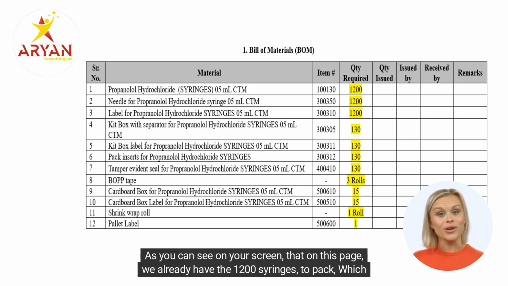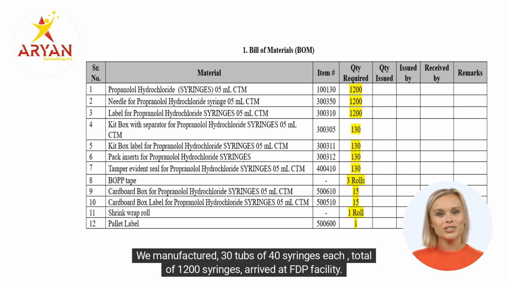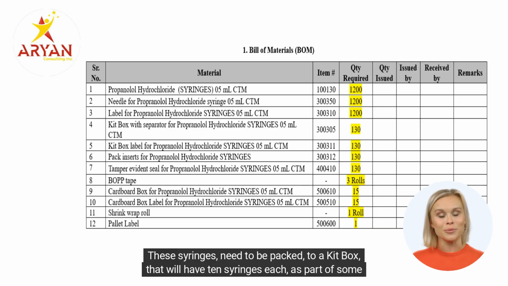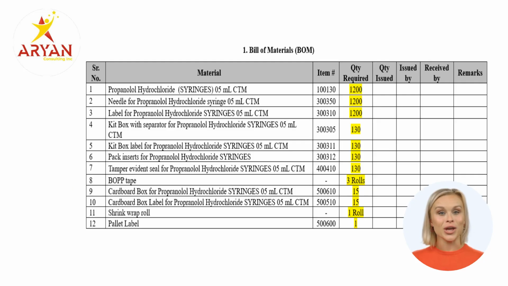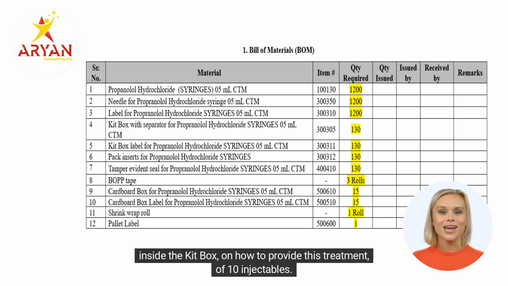As you can see on your screen, on this page we already have the 1,200 syringes to pack, which we received from the DP process we learnt last. We manufactured 30 tubs of 40 syringes each, a total of 1,200 syringes, arrived at the FDP facility. These syringes need to be packed to a kit box that will have 10 syringes each as part of some treatment at the hospital. Along with the syringes, the company will supply needles added to the kit box and instructions as a leaflet inside the kit box on how to provide this treatment of 10 injectables.